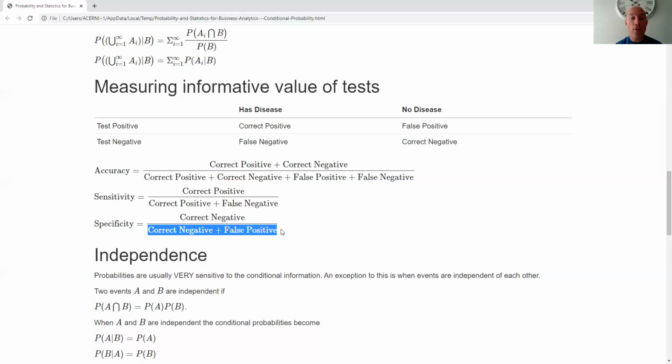And so here, this is going to be the number of times that we have no disease. So number of times that there's no disease and the test is correct, divided by the number of times that there's no disease, period. And this is our 3 major ways of measuring the accuracy of a diagnostic test.